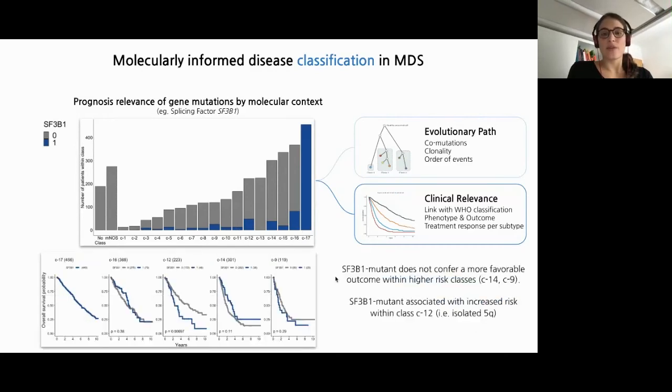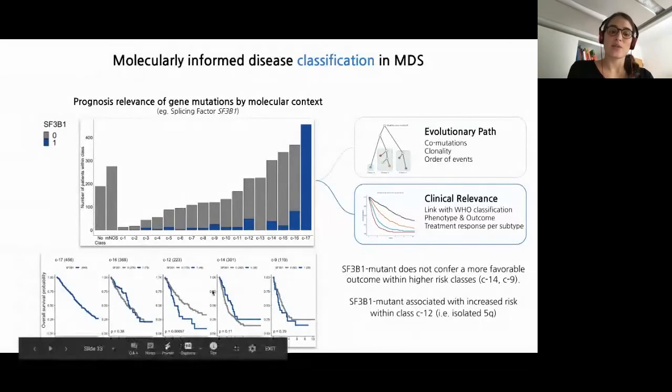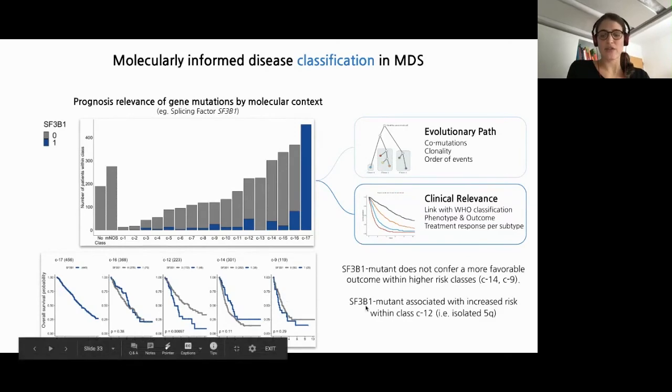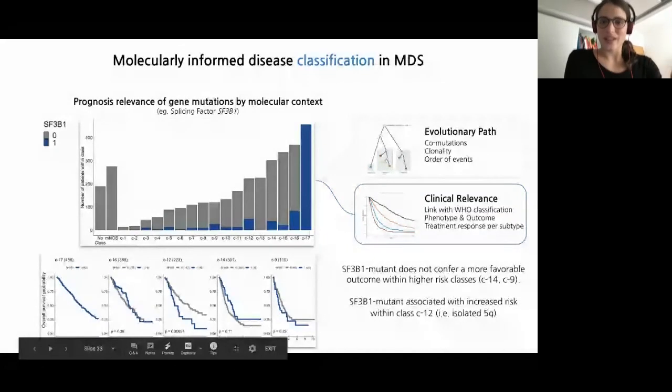In particular, the co-mutation patterns are very different in those other classes, which are not the typical SF3B1 disease class. And when we look at the outcome across those classes, we clearly see that in those other classes, SF3B1 is not conferring a good prognosis. There is even one class where SF3B1 is conferring a less favorable prognosis compared to the average of the class. So this really illustrates that molecular context matters, both for disease pathogenesis as well as prognosis. And so this has implications for feature definition and prognosis modeling that extend beyond single gene biomarkers.